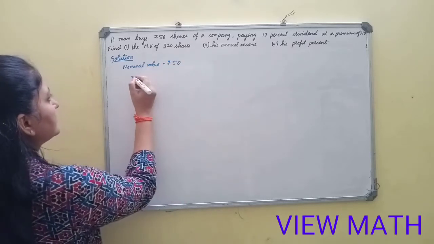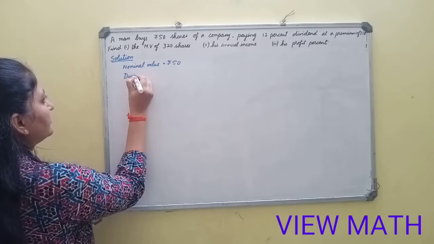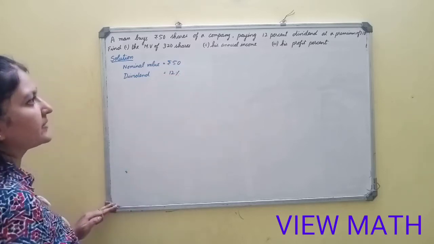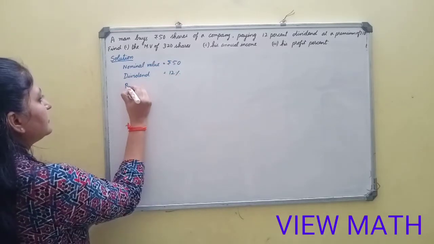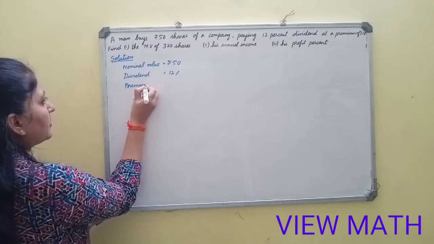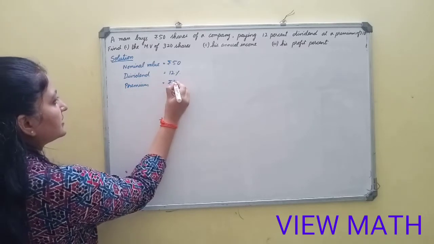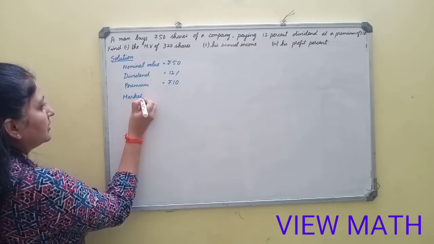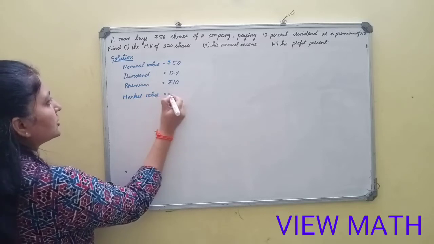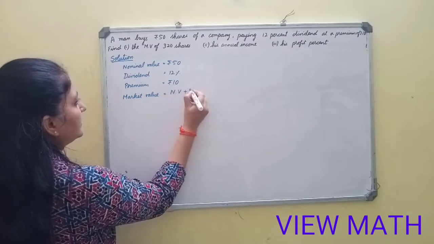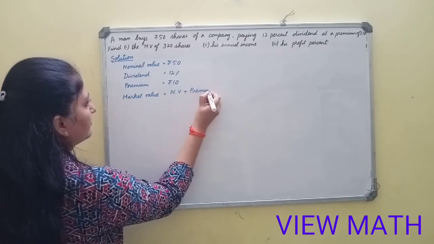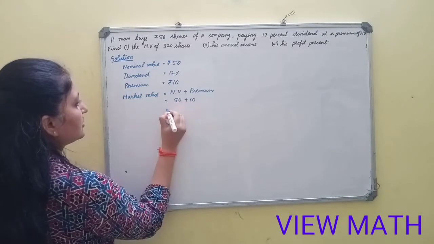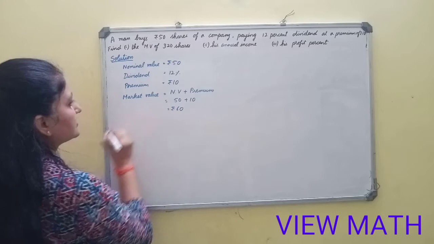Paying 12% dividend. Dividend is equal to rate of dividend. Dividend is equal to 12% at a premium of rupees 10. Premium is equal to rupees 10 they have given. First let me calculate the market value. Market value is equal to nominal value plus premium. Nominal value is 50, premium is 10, so the market value is 60.